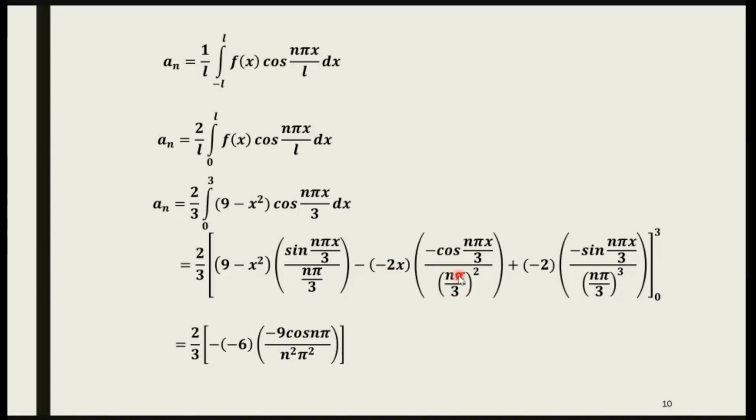Now this is n square pi square by 9. So this 9 I have taken to the numerator.